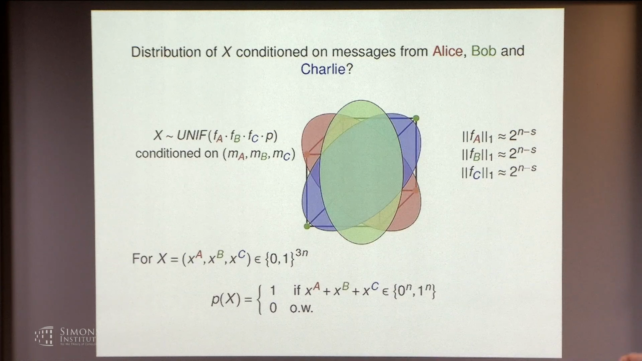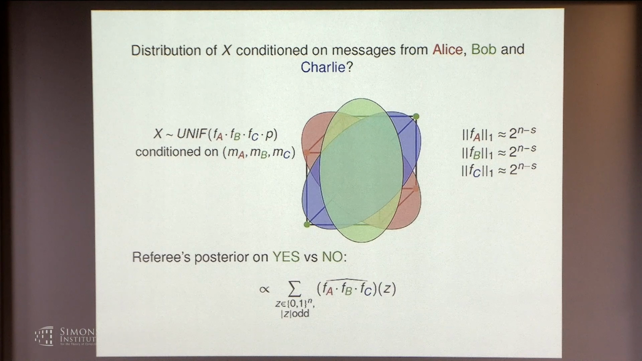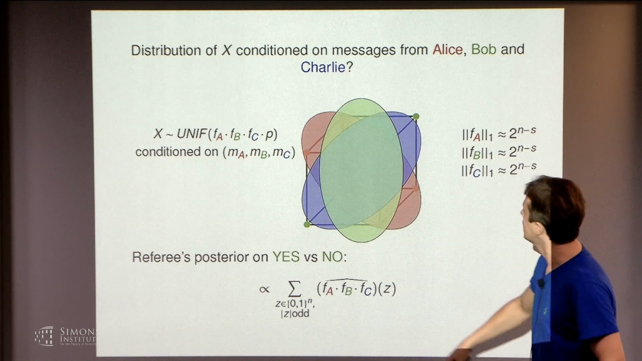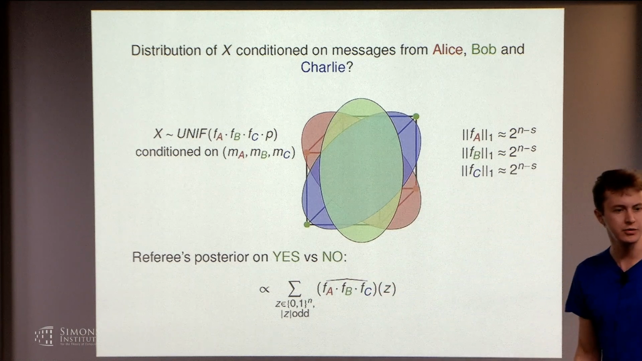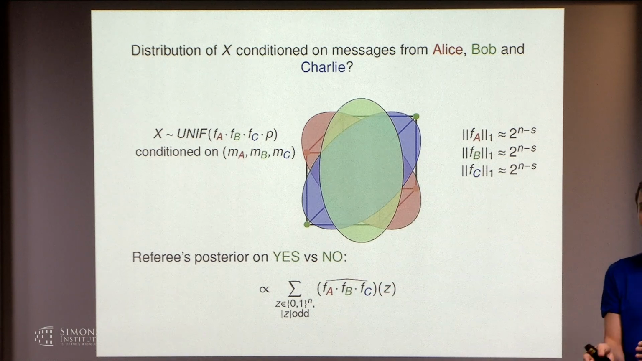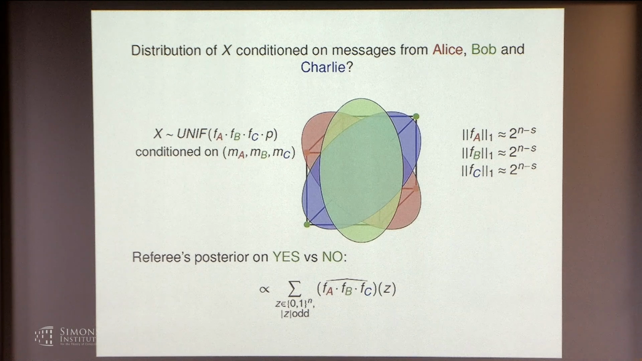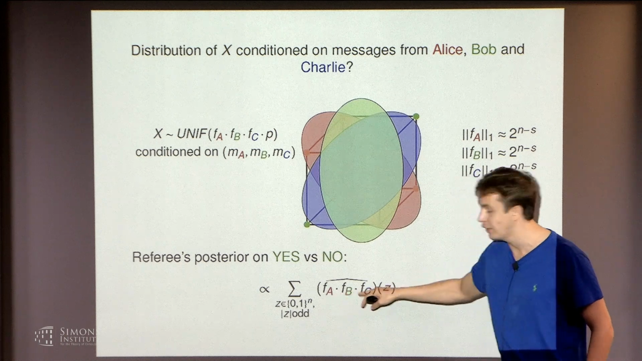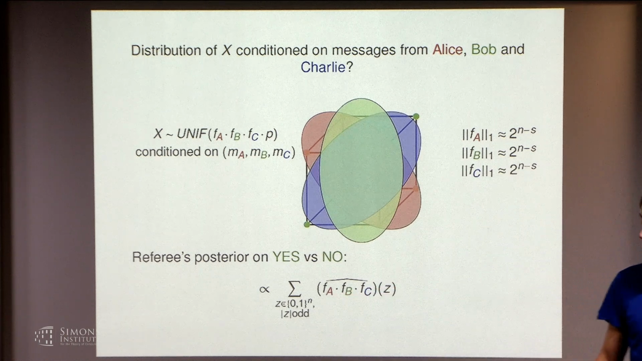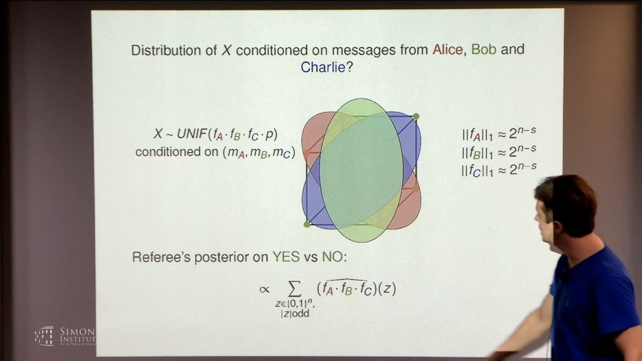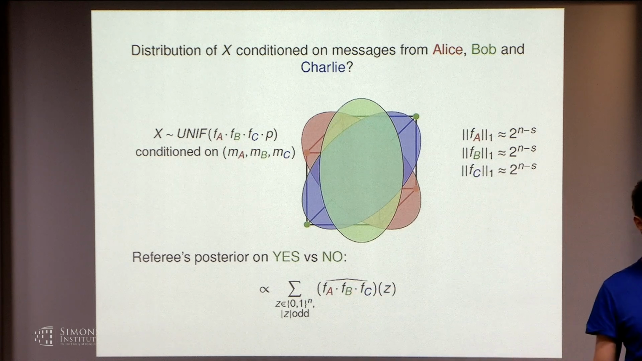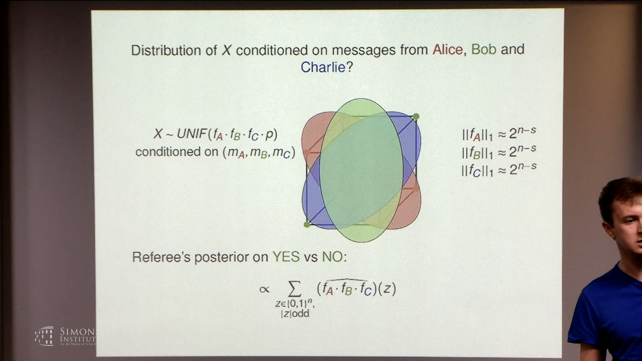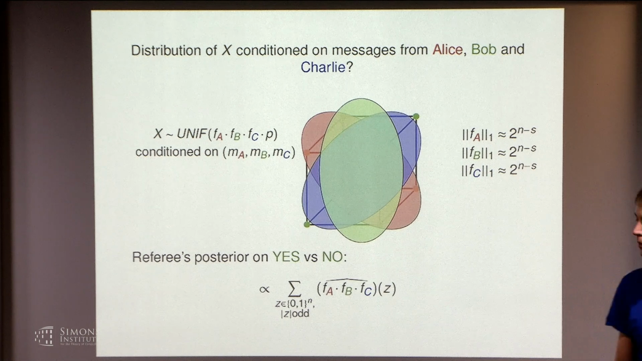Okay, well, again, some amount of contemplation, and we show that the posterior distribution of the referee, given the three messages, on whether or not the game is in the yes case or in the no case, can be expressed conveniently in terms of the Fourier coefficients of the product of FA, FB, and FC. Now, in particular, it turns out that what one needs to do is sum up these Fourier coefficients over all the odd collections of triangles in this game.